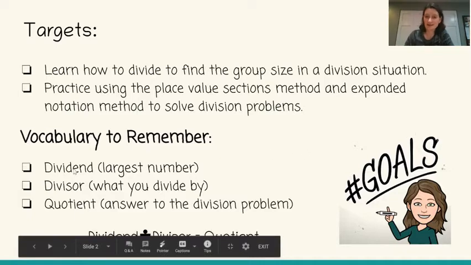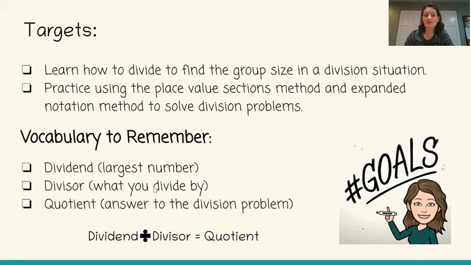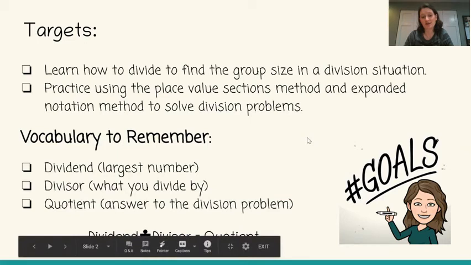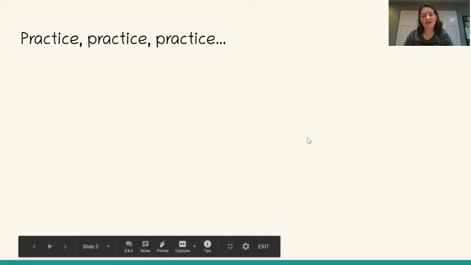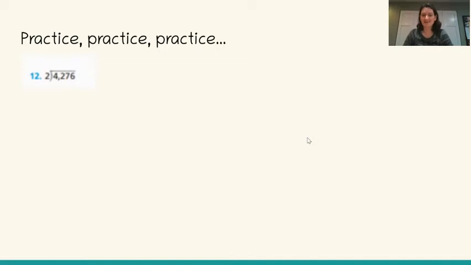We're talking about dividends, the largest number that we're dividing, the divisor, and the quotient, which is the answer to our division problem. And we are going to practice, practice, practice. So on page 103 in your math packet, you will see question 12 about halfway down the page. We're going to do this one together. I just want you to remember these 3 steps that we do in every problem, whether we're using place value sections method or expanded notation. We divide, we multiply, we subtract.